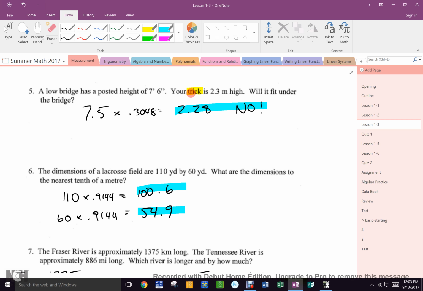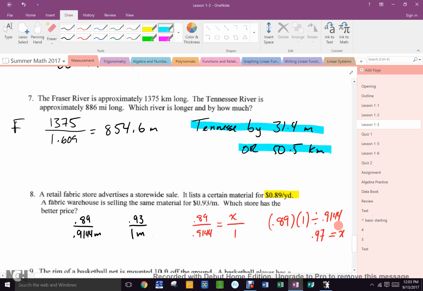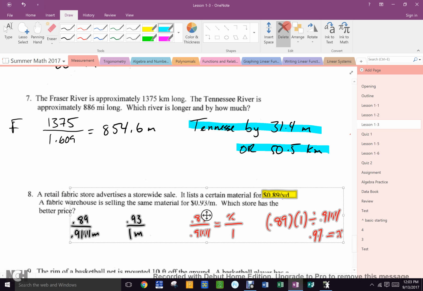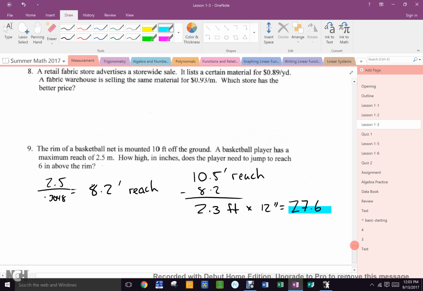All right, Mr. Myers, on to the next one. Shut up, Sam. There is the river question. I'm going to come back to number 8 because number 8 is actually a little bit difficult for some people. I'm going to come back to number 8. And you had to jump slightly over 27 and a half inches off the ground, which you think is not very tall, but it actually is pretty high.